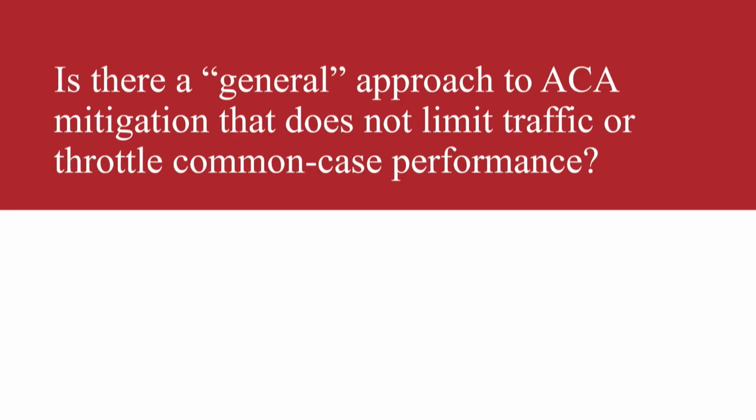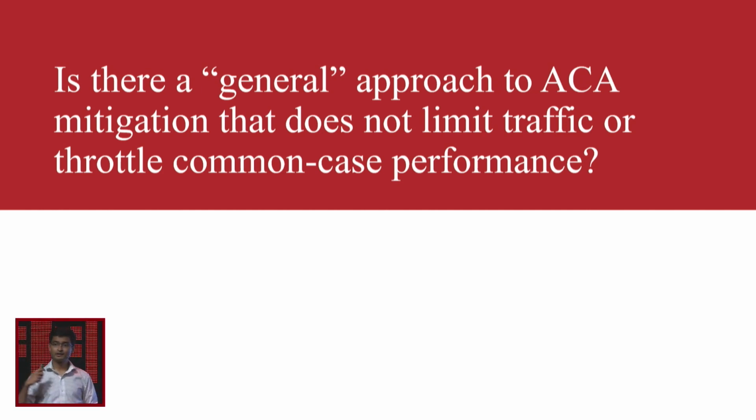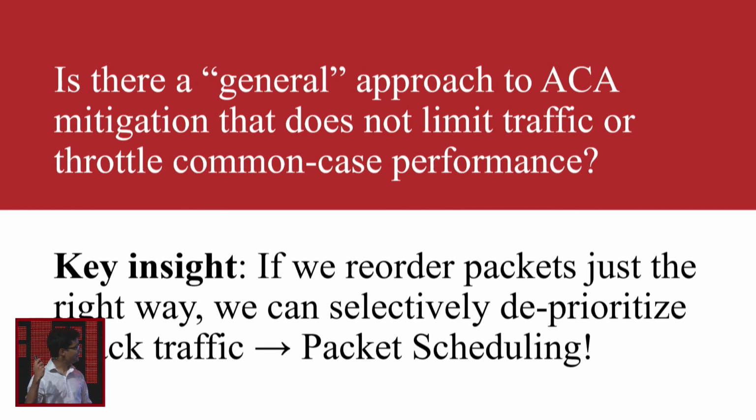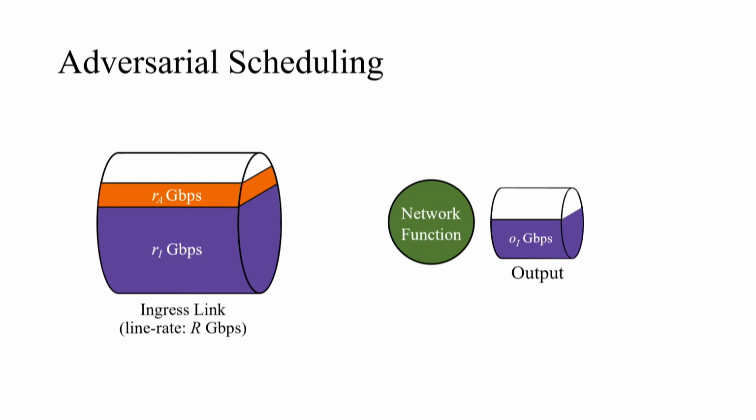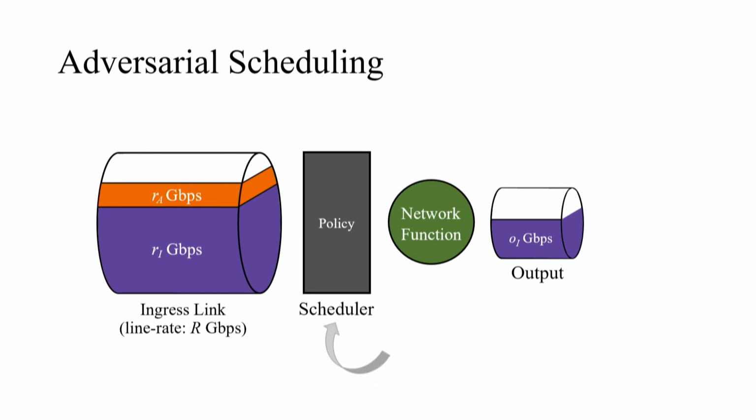So the question we ask in this work is: is there a general approach to ACA mitigation that does not limit the kind of traffic we can serve or throttle common case performance? Our key insight is that if we reorder packets in just the right way, we may be able to selectively deprioritize the attack traffic without actually knowing what it is. And the point is packet scheduling. So really what we're proposing here is to interpose a scheduler between the ingress link and the NF. The scheduler is going to decide the order in which packets are going to be served. So the question is, what should this policy be?